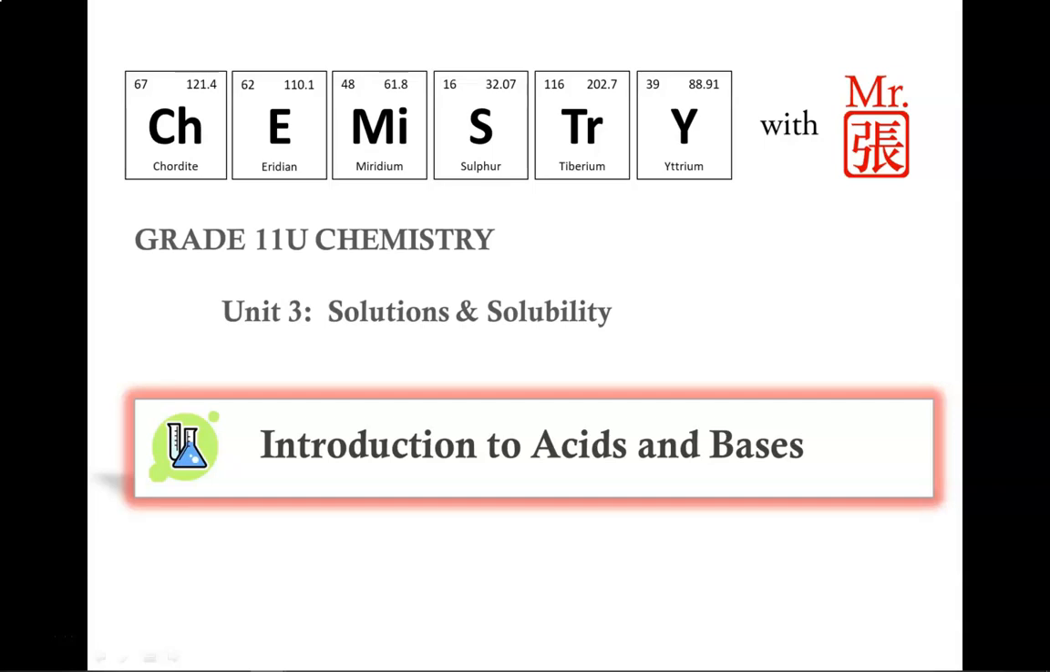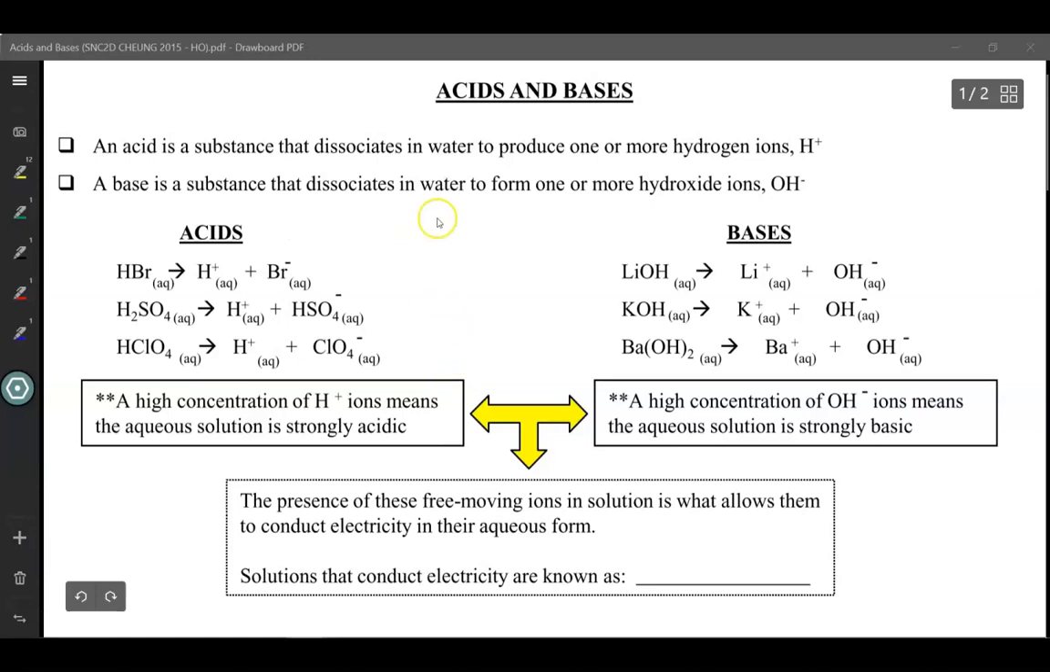In this video tutorial, we will introduce the concepts of acids and bases. Most students are familiar with the term acids, but maybe not so much with bases. Well, an acid is a substance that dissociates in water, so that means when it dissolves in water, it breaks up, producing one or more hydrogen ions, shown with the symbol H+, because it has lost an electron.